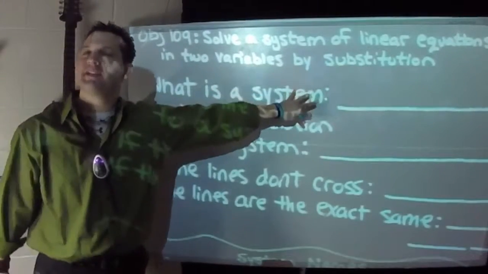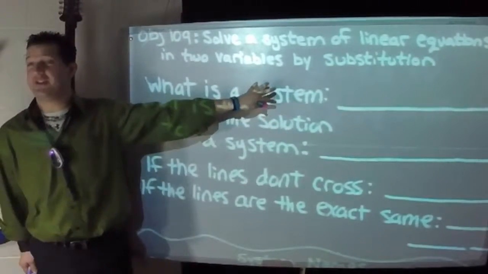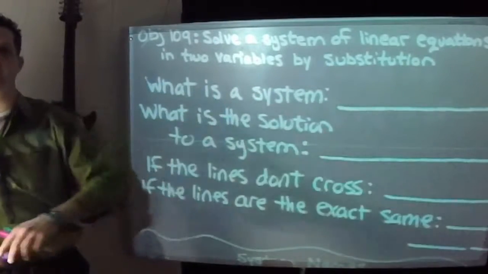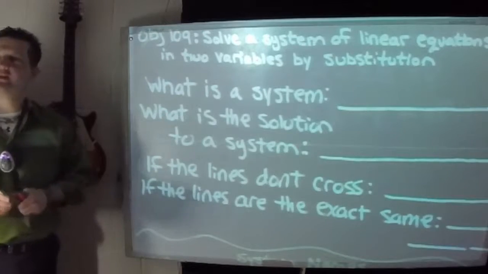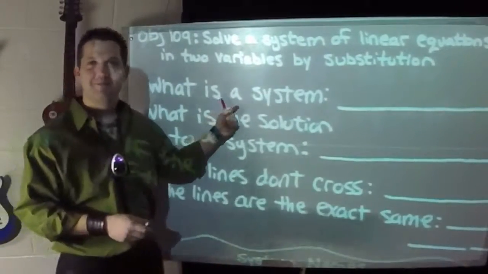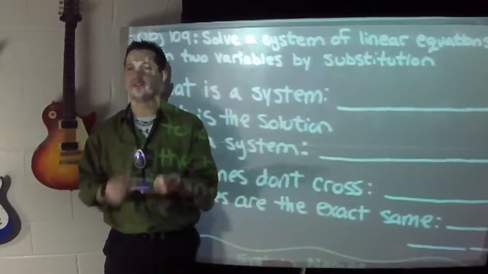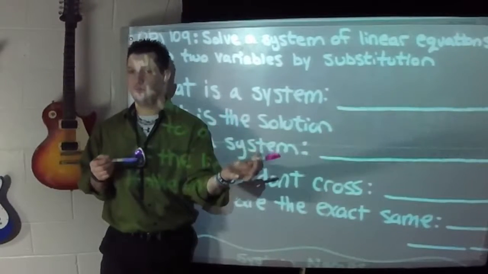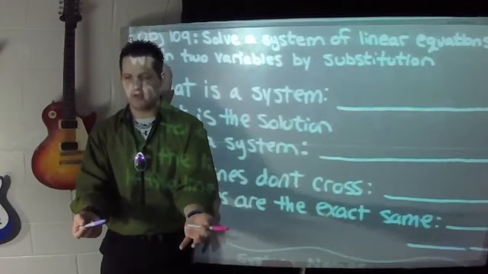Okay, let's go through some things that we talked about on 108, because remember the last lesson we had was actually on Thursday, because we're pretending like we didn't do this already. So, what is a system? What do you remember? What's a system? It's a math equation. One problem with two or more linear equations.